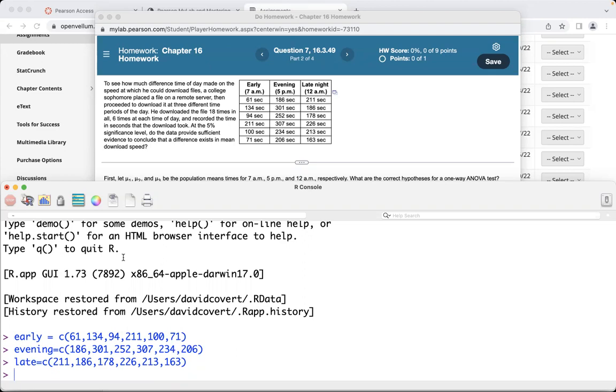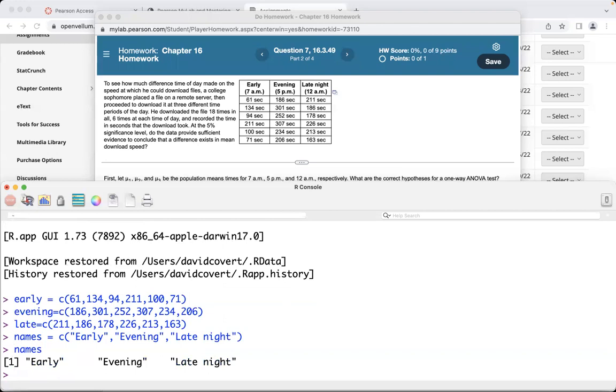So early is 61, 134, 94, and so on. The evening is 186, 301, and so on. And then the late night are the last columns. I have those values already there. As far as the names go, I'm going to have early, evening, and late night. Those are going to be the names that we have. I put the quotes around them because they're just strings. They're characters. I don't want them to have values. They're literally just characters.